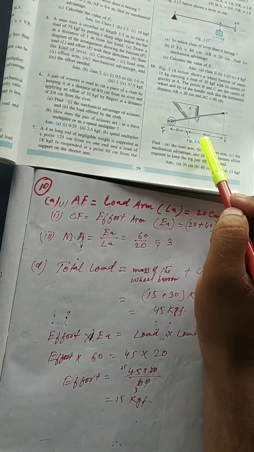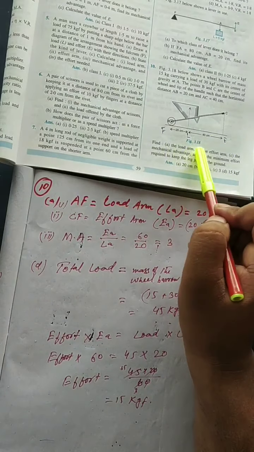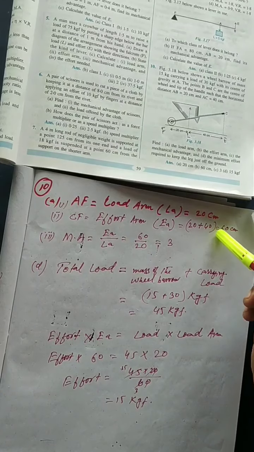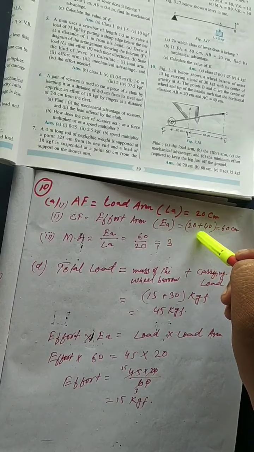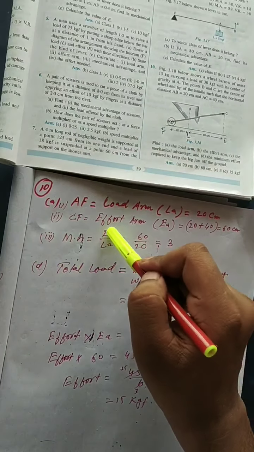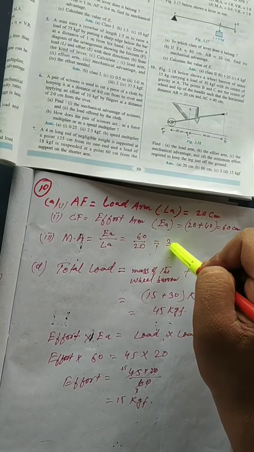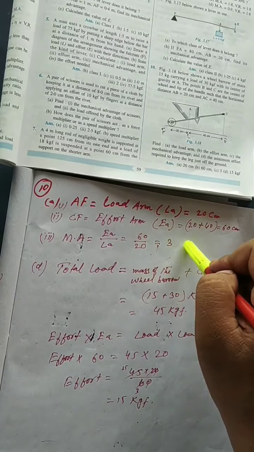Now we can easily calculate the mechanical advantage. Now look at the question. What is the load arm? The load arm will be 20 centimeter. This is answer number 1. Effort arm is 60 centimeter, answer number B. For the mechanical advantage, just divide. Mechanical advantage is equal to effort arm by load arm, 60 by 20. By calculating we get 3. The mechanical advantage of the machine is 3.